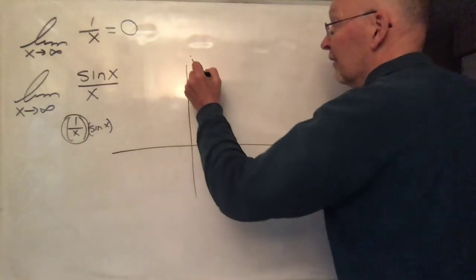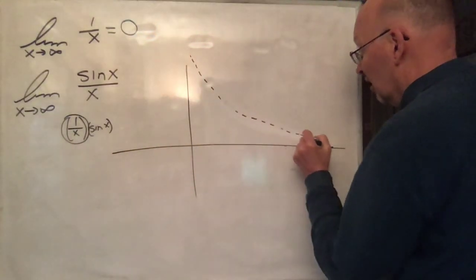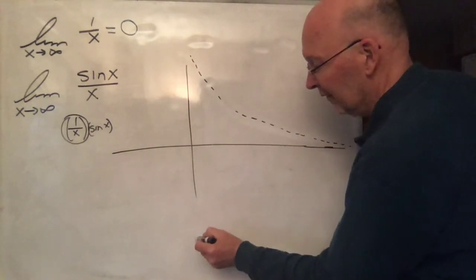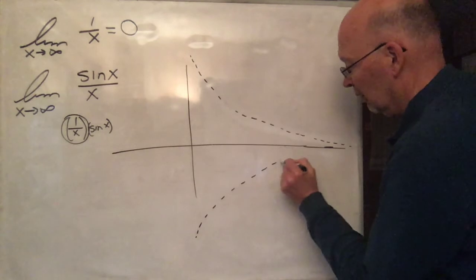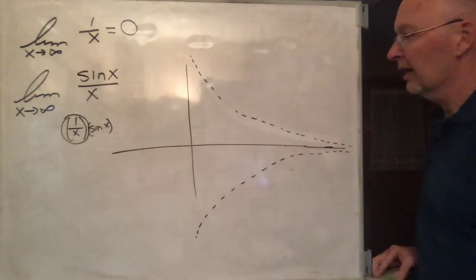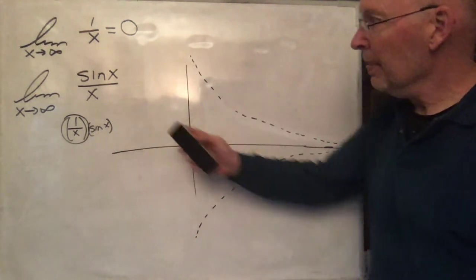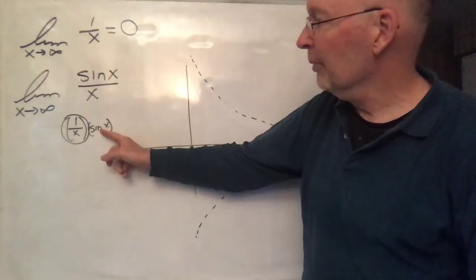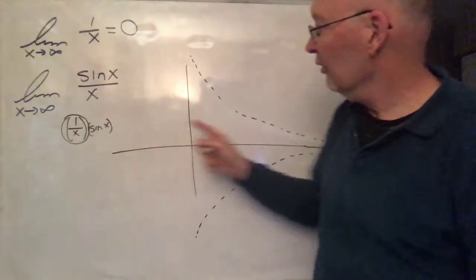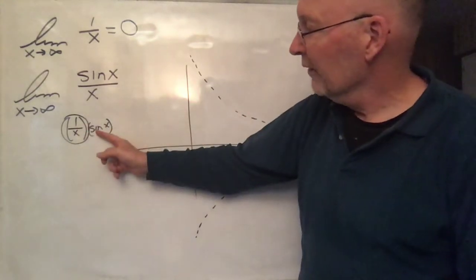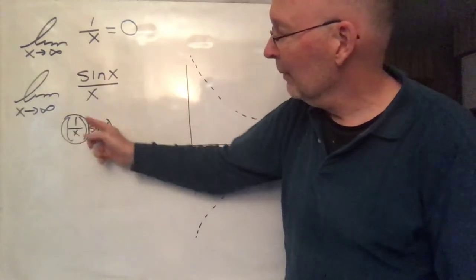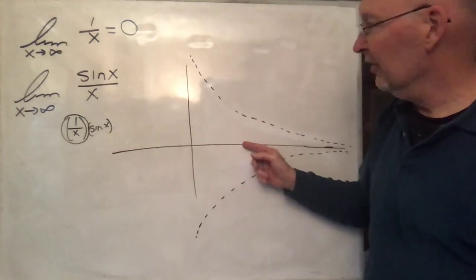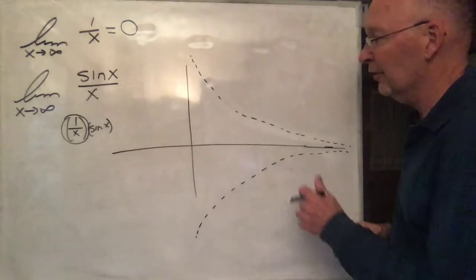So you can graph 1 over x like that, and then you graph its negative like that, and then sine of x is going to bounce between these two. When sine of x happens to be 1, 1 times this value is going to be that value. When the sine of x is negative 1, times this value is going to be down here. If the sine of x is 0, you're going to be 0. And so it's going to bounce back and forth.